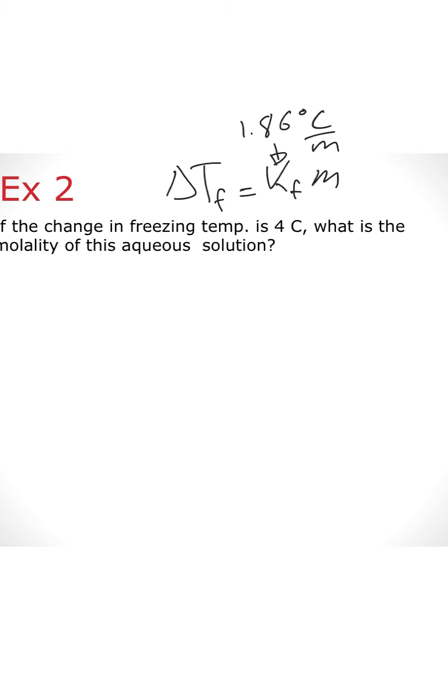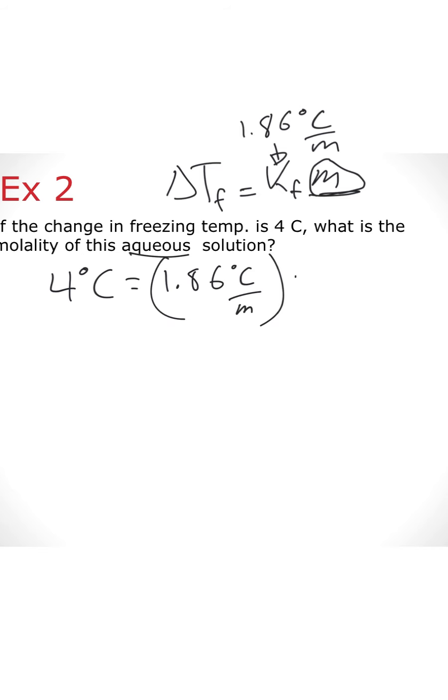Okay. What is the change in freezing point temperature? If the change in freezing point temperature is 4 degrees, what is the molality? So here I'm trying to find m. That is my goal. So the change in temperature is 4 degrees Celsius equals Kf, which is always 1.86 for aqueous, meaning a water-based solution, times the molality, we'll call that X, so you are used to that.